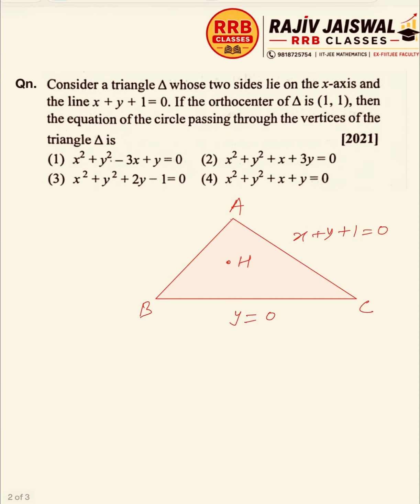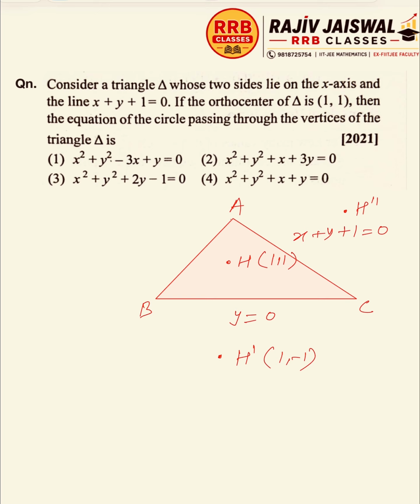So now take the reflection of H from the x-axis. As we know, the reflection of the point 1 comma 1 from the x-axis, let it be H dash, is obviously the point 1 comma minus 1. Now again we can find the reflection of H from the side AC. Let it be H double dash.